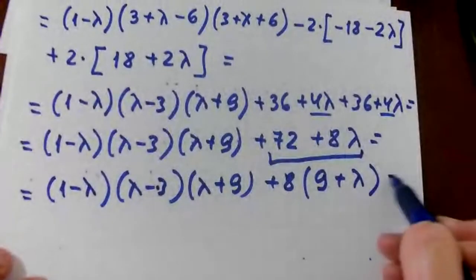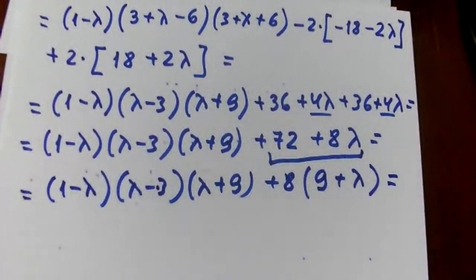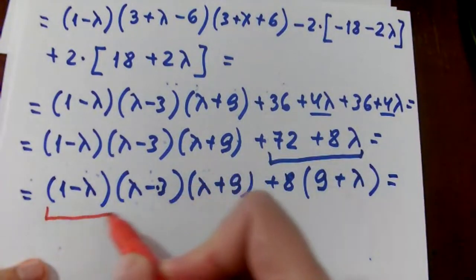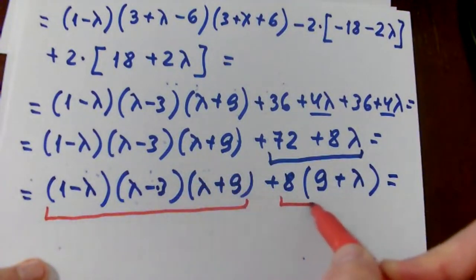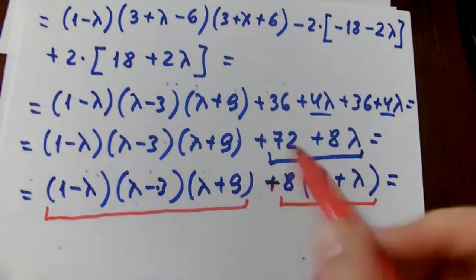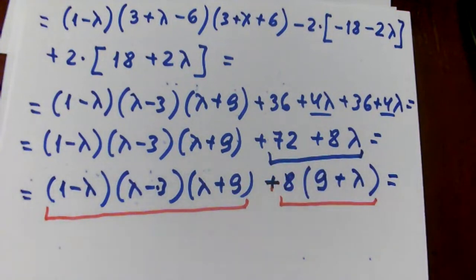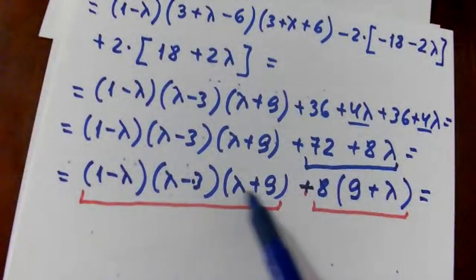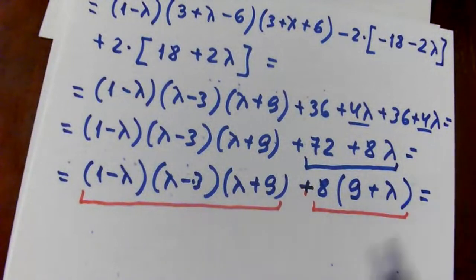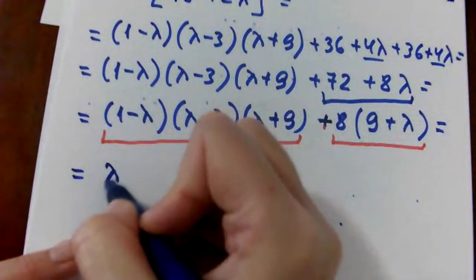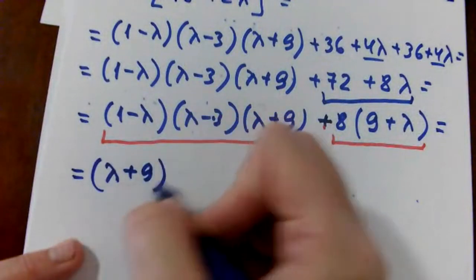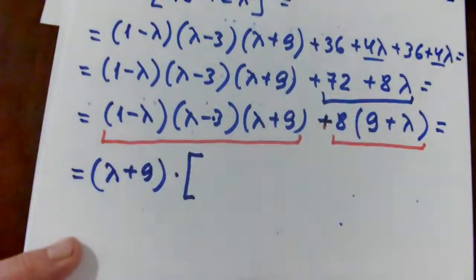Look at this. We are very lucky, or maybe we are just very clever. I don't know. We have actually two terms here. This is the first term, and this is the second term, and this plus sign is between them. And we do have a common factor. The common factor is lambda plus 9, which is the same as 9 plus lambda. So we are very lucky. Now we can relax. Okay, so we passed the most terrible part of this equation.